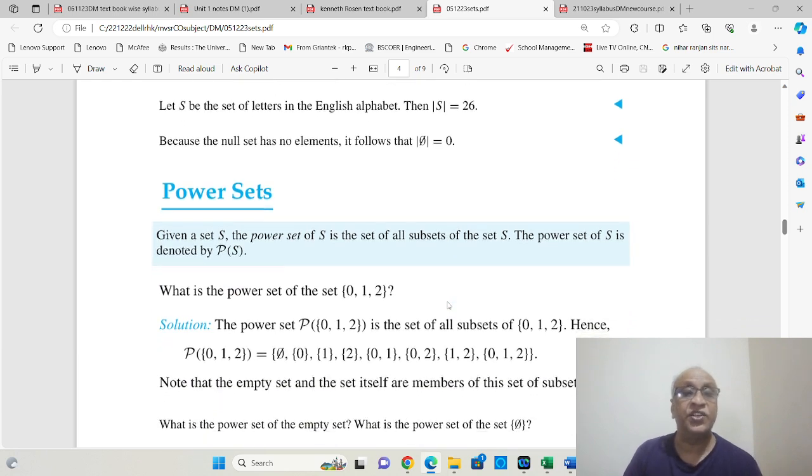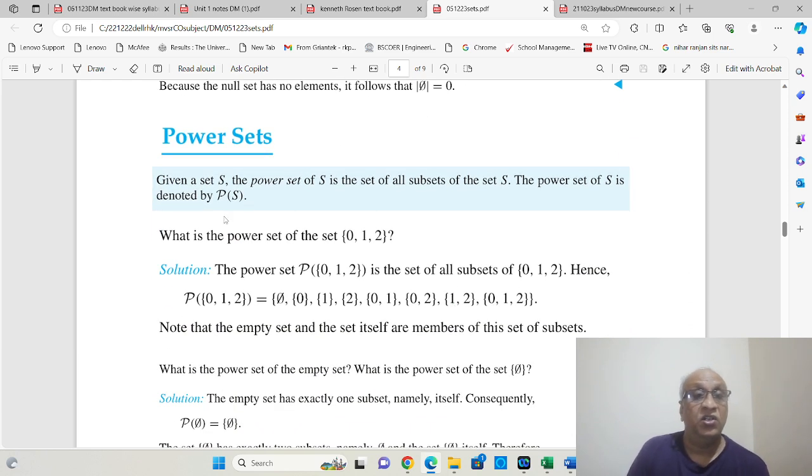Coming to the next definition, power sets. Let us say S is a set, then this symbol P of S indicates the power set. What is a power set? It is the set of all subsets of the set S. Let us say this is my set, consisting of the members 0, 1, 2.